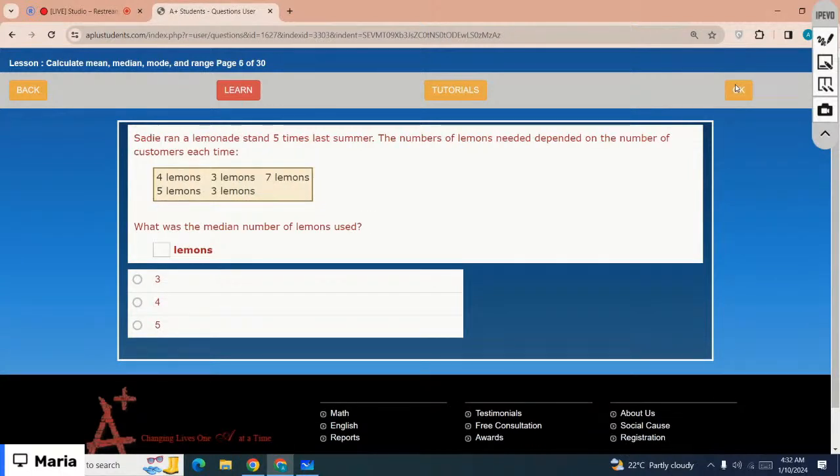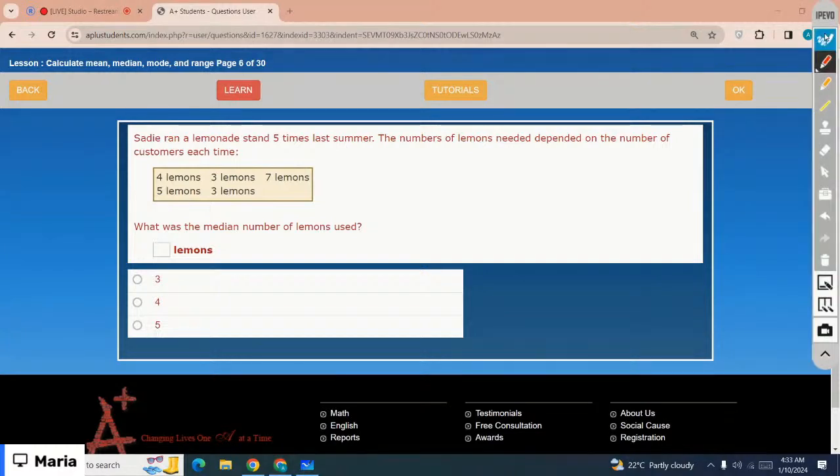Sadie ran a lemonade stand 5 times last summer. The number of lemons needed depended on the number of customers each time. What was the median of the lemons used? Median number of the lemons used. You need to calculate the median, right? Let's just arrange them from least to greatest. They are 3, 3, 4, 7, and 5.